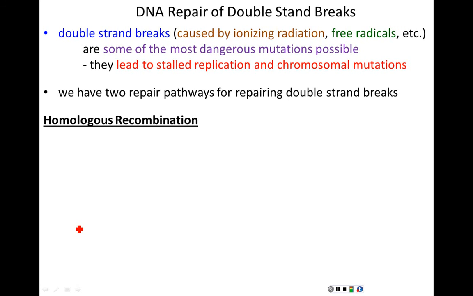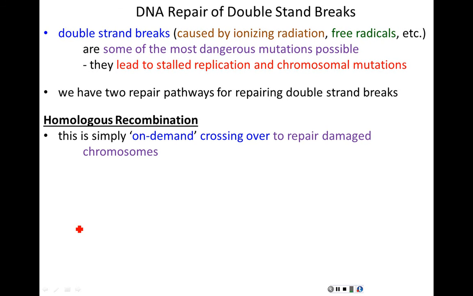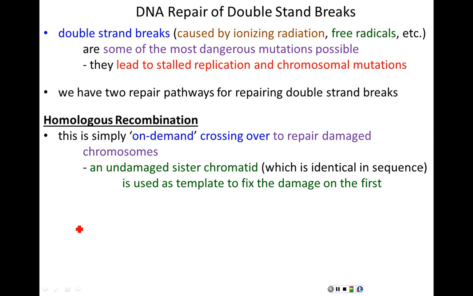One is homologous recombination, which is essentially crossing over. It's a kind of on-demand, induced crossing over in cells that are not undergoing meiosis. So it's a forced process, but it involves the same ideas as crossing over. The crossing over occurs between a damaged chromosome and a non-damaged chromosome. Here, the undamaged sister chromatid, which by definition is identical in its sequence to the damaged sister chromatid, it's just undamaged, doesn't have a double-strand break, is used as a template molecule to fix and restore the sequence on the first.